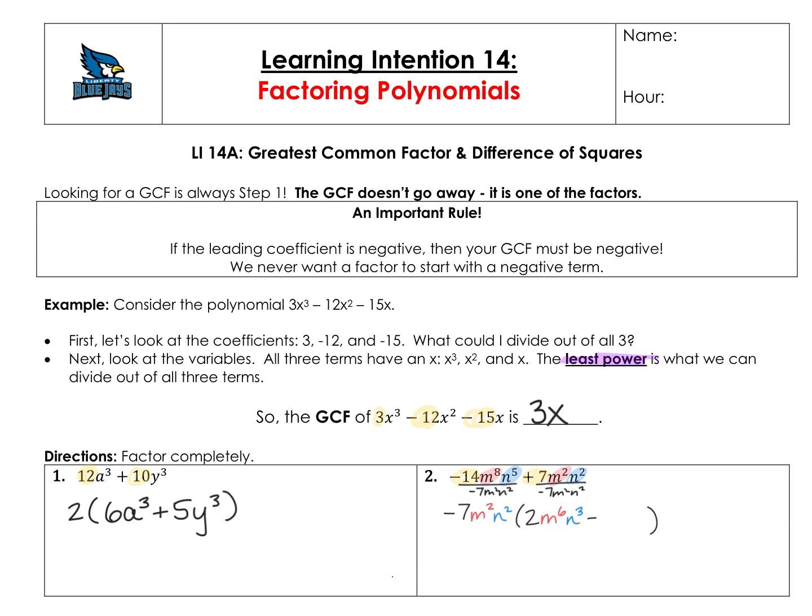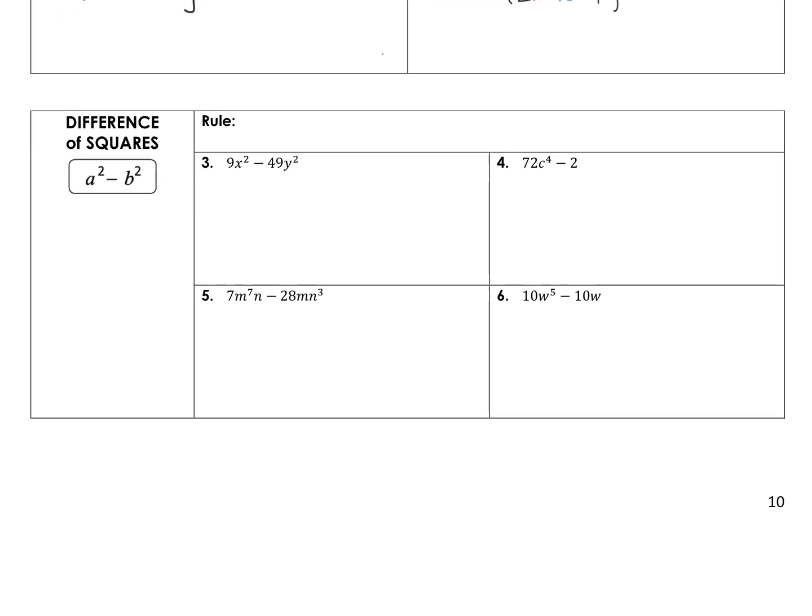You don't have any m's remaining, and you don't have any n's remaining. You do have to have something in that spot, so you can't just put nothing. That's why the negative 1 there is important. But again, these cancel out. So that's fully factored. Okay, now we're going to chat about difference of squares.